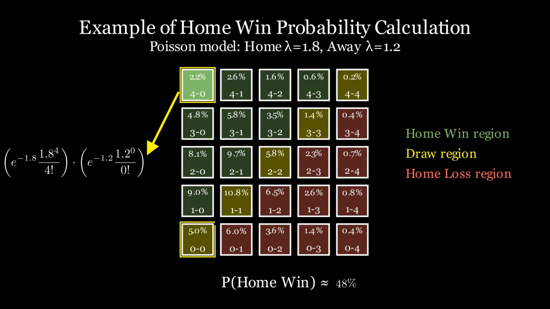Now, if we instead sum the yellow square probabilities, we will get the probability of a draw. And if we sum the red squares, we get the probability of a home loss. Together, these three numbers add up to 100% of all possible outcomes. These percentages are the foundation of our entire simulation. They tell us how likely each match is to produce 3 points for the home team, 1 point for both teams, or 3 points for the away team.